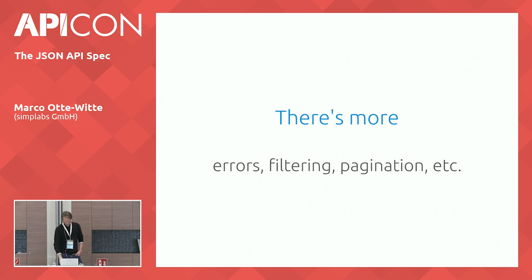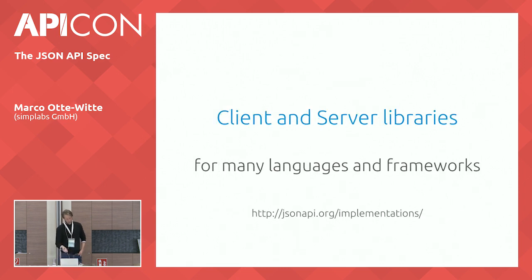But again, the point is that you don't actually have to know all the details, because you will be using libraries for that, and there's a whole list of client and server libraries on the JSON API website for lots of languages and frameworks. So there's probably something there for whatever language or framework you might be using.